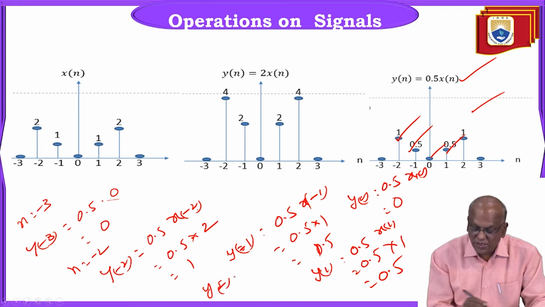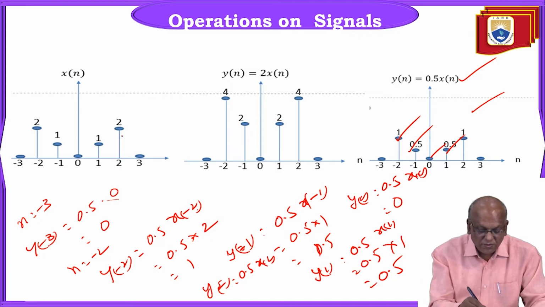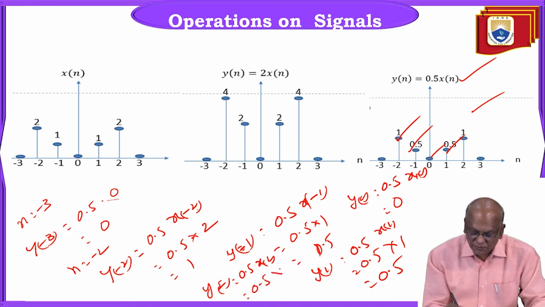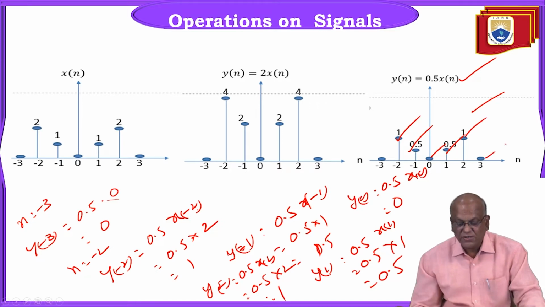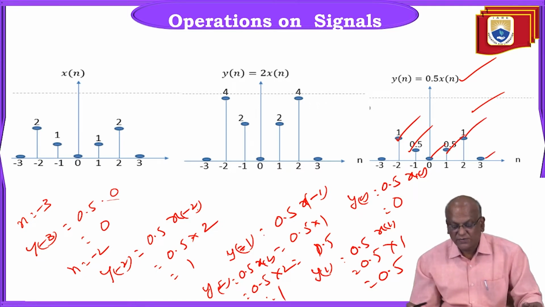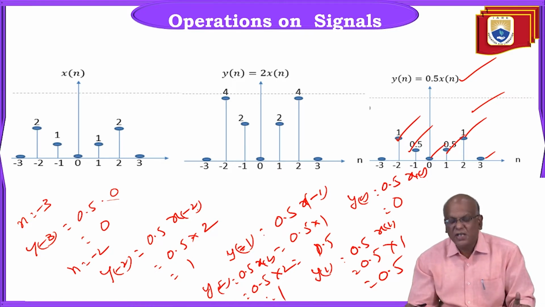Y of 2 value equal to 0.5 times of x of 2. X of 2 value equal to 2. 2 into 0.5 is equal to 1. You get the 1. Remaining value 0. Like this, this is the alternative version of the x of n. With this scaling property, the scaling version is over.